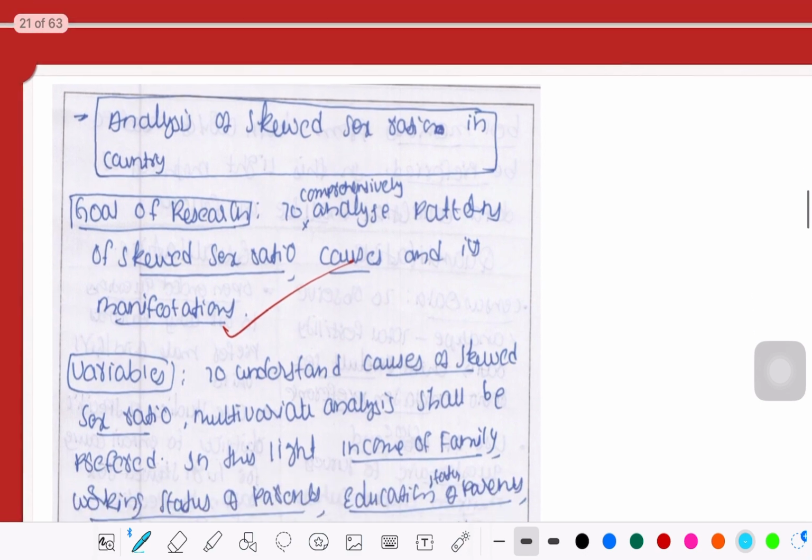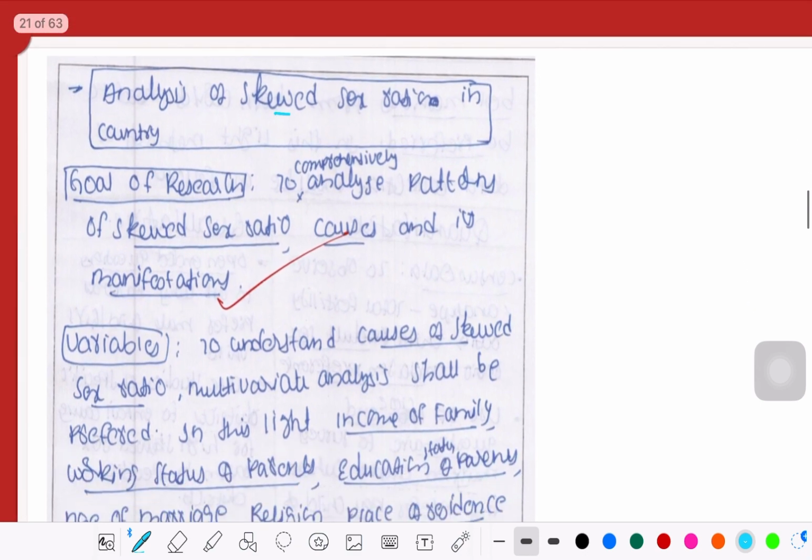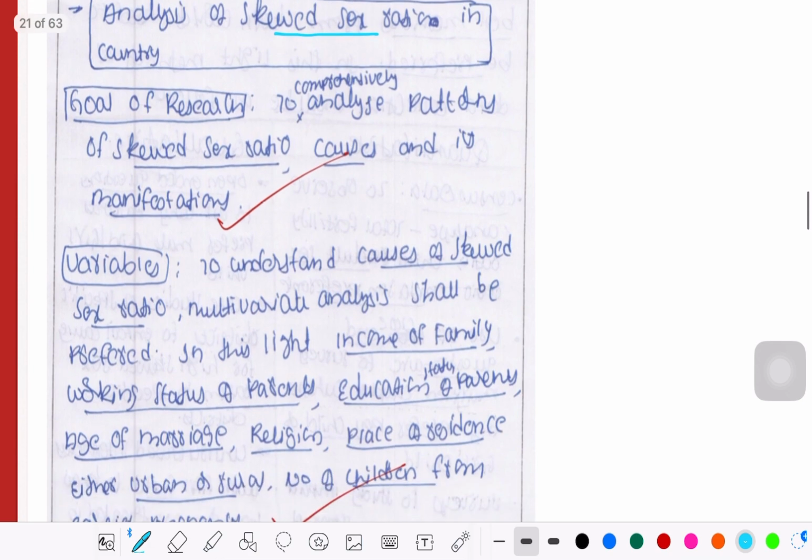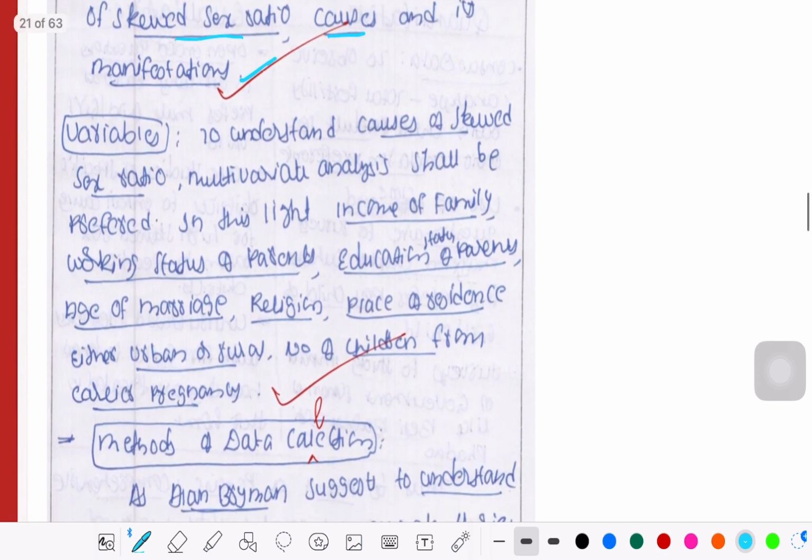Now, moving on to the next dimension of the question, analysis of skewed sex ratio in the country. What is the goal of research? To comprehensively analyze the patterns of skewed sex ratio, its causes, and its various manifestations. Here also I have taken broad variables. What many people will say is, we will analyze the total fertility ratio.